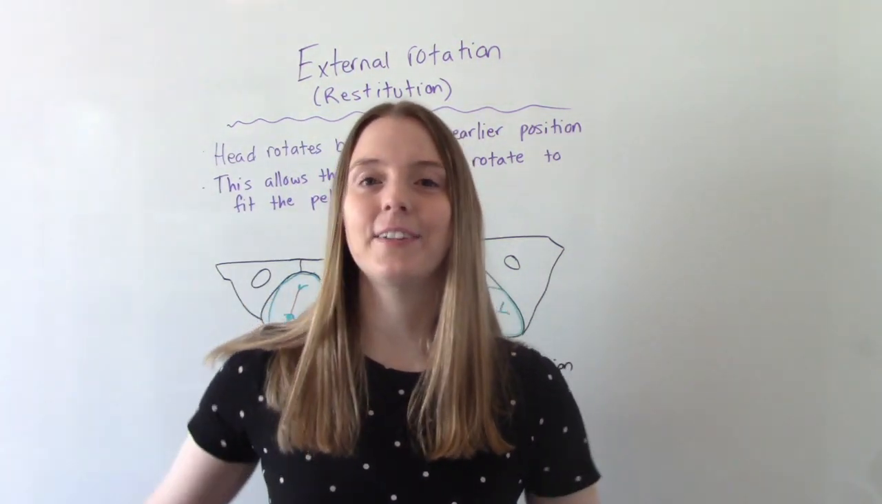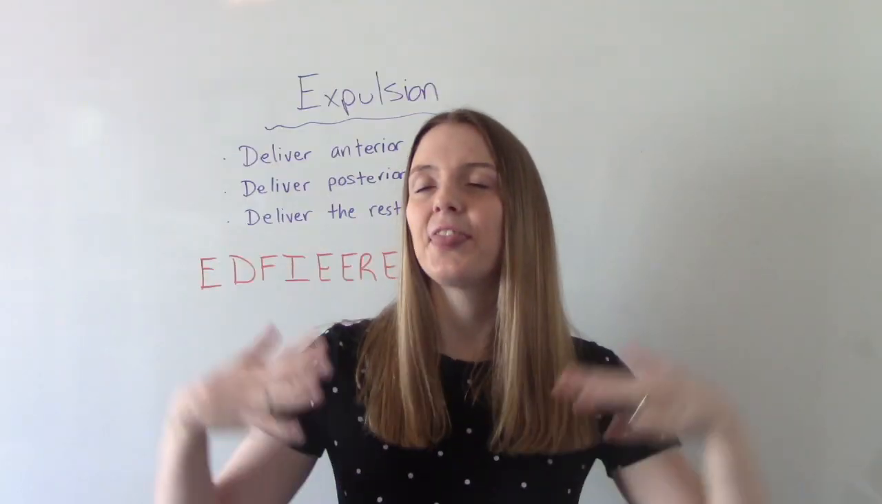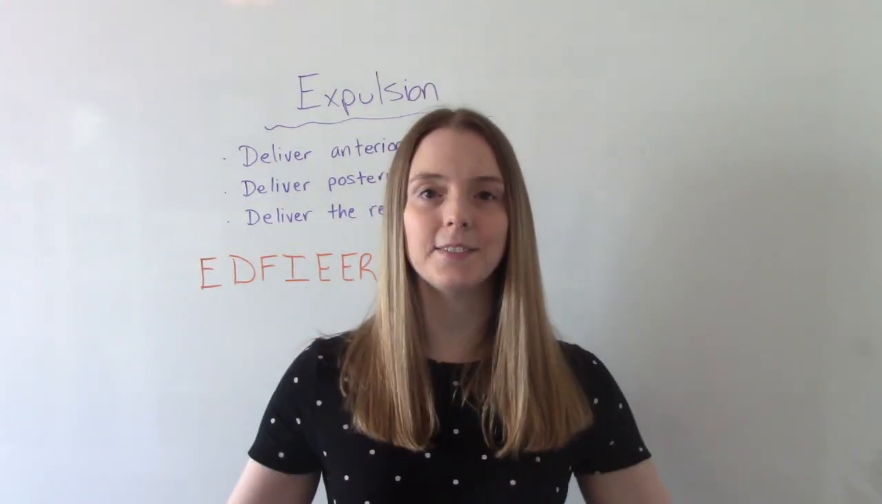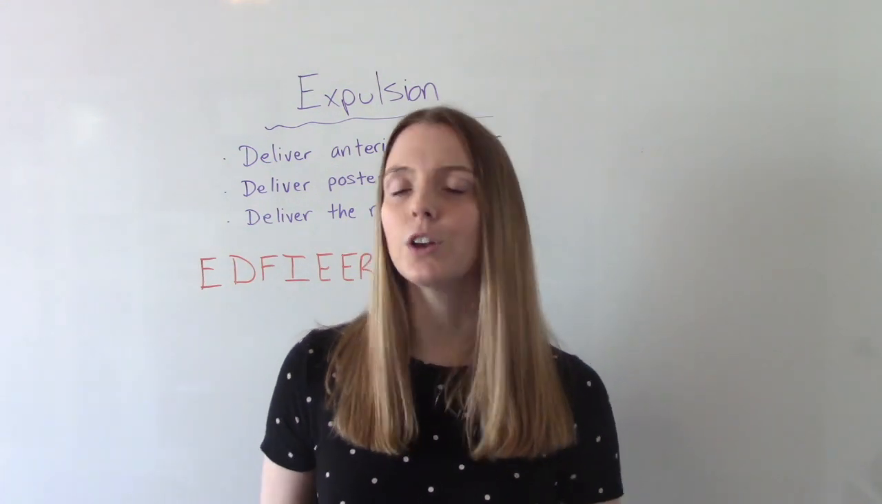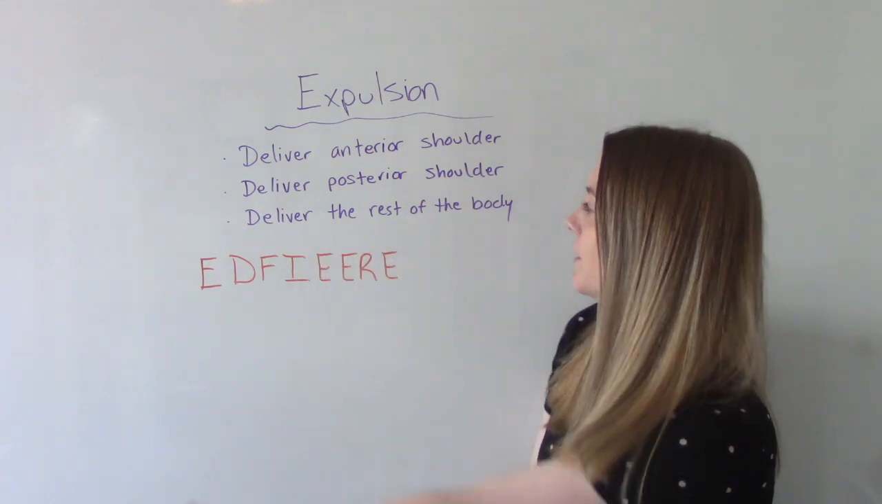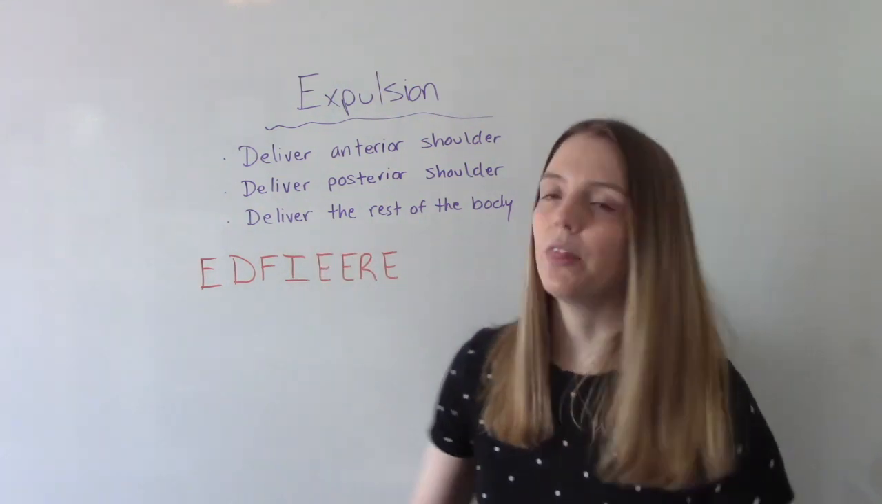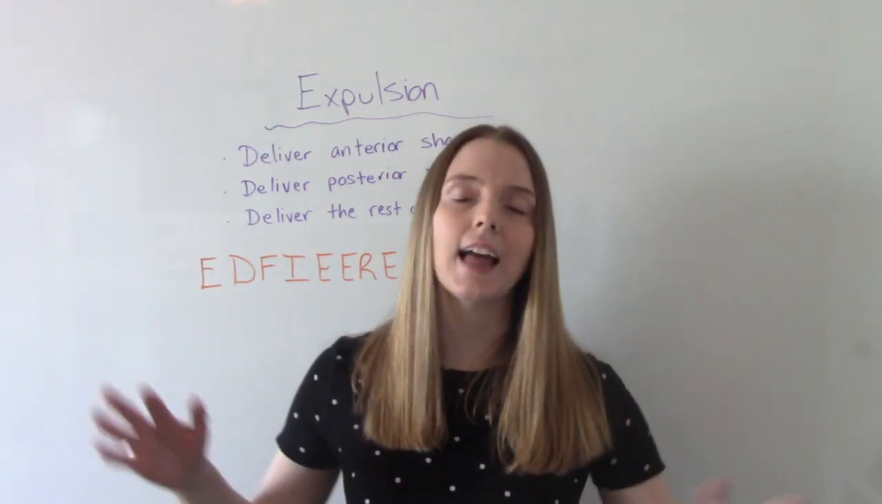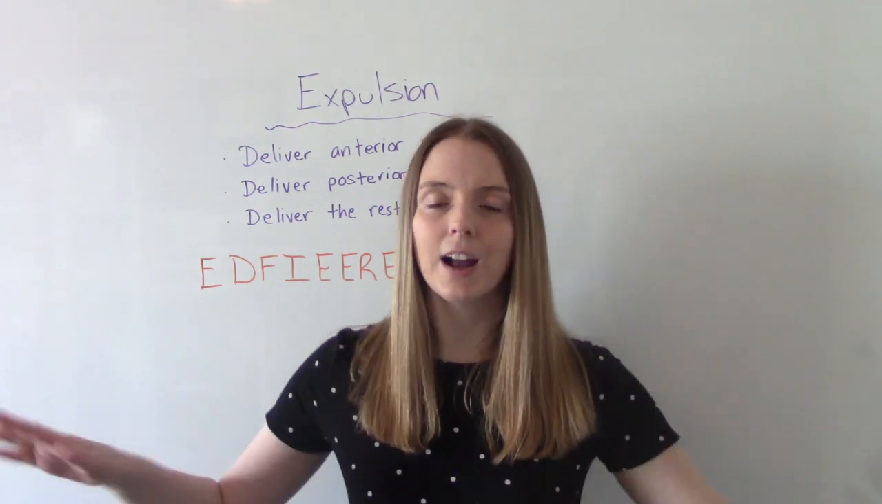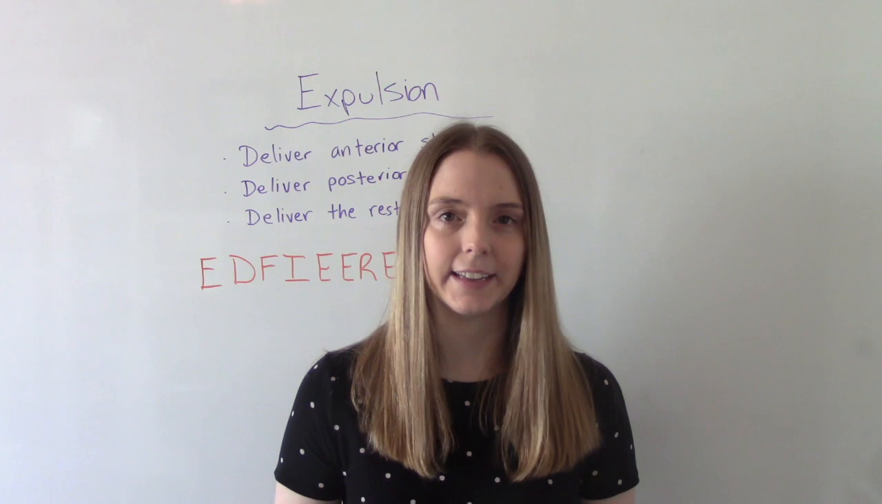Finally, last one, we have expulsion. The final movement is expulsion. So this is the rest of the baby being delivered. So first they have to get the anterior shoulder out, then they have to deliver the posterior shoulder, and then the rest of the body kind of comes out a lot quicker after that. The shoulders are really the hard part. So once the shoulders are out, the rest of the baby comes out quite quickly.